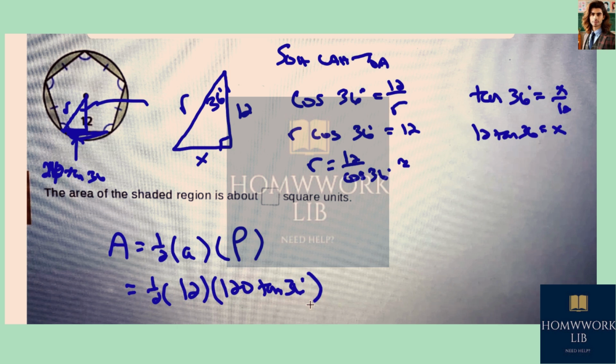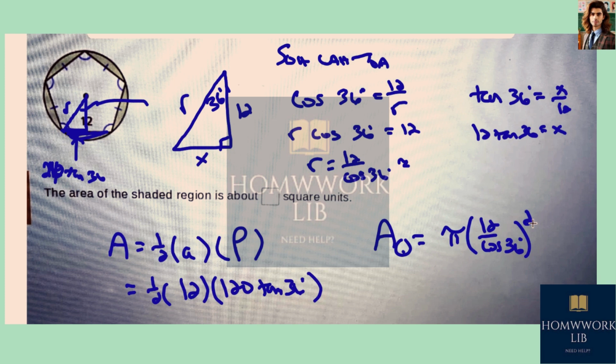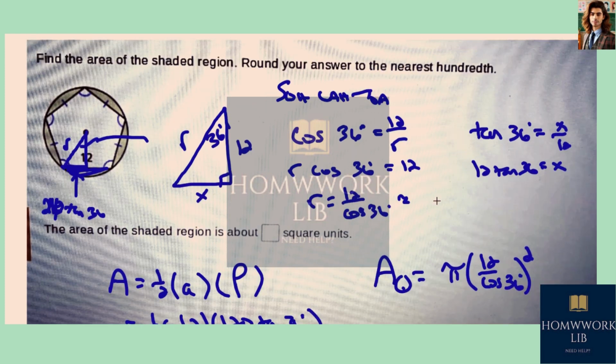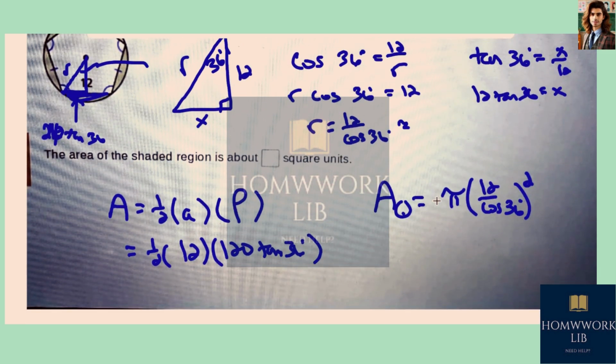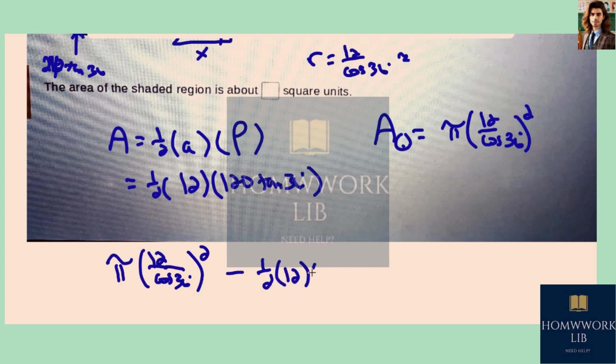Now that's the area of the pentagon, which we're going to subtract from the area of the circle, which would be pi r squared, where r is 12 over the cosine of 36 degrees. So pi r squared. Now the reason I'm not using decimals is because some programs require you to just round one time at the very end. So the shaded region would be the area of the circle minus the area of the pentagon.